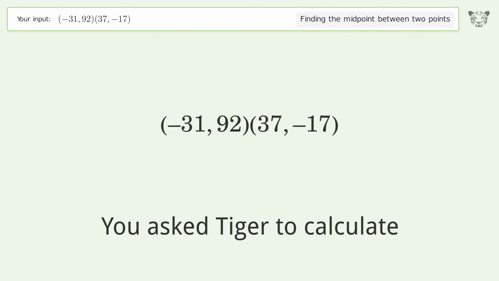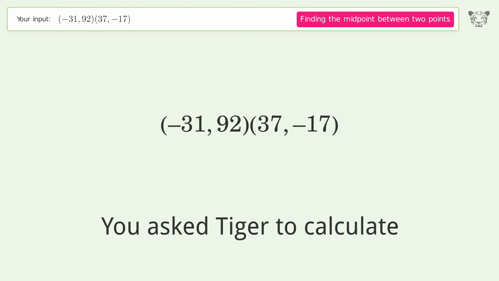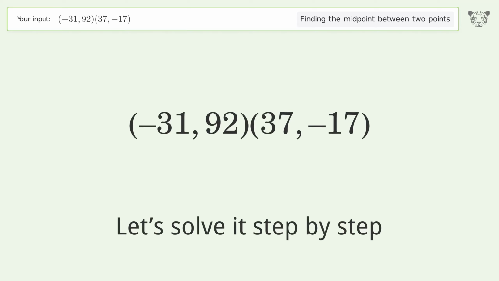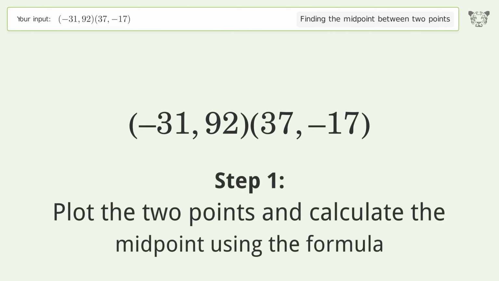You ask to calculate. This deals with finding the midpoint between 2 points. The midpoint between the 2 points is (3, 37.5). Let's solve it step by step. Plot the 2 points and calculate the midpoint using the formula.